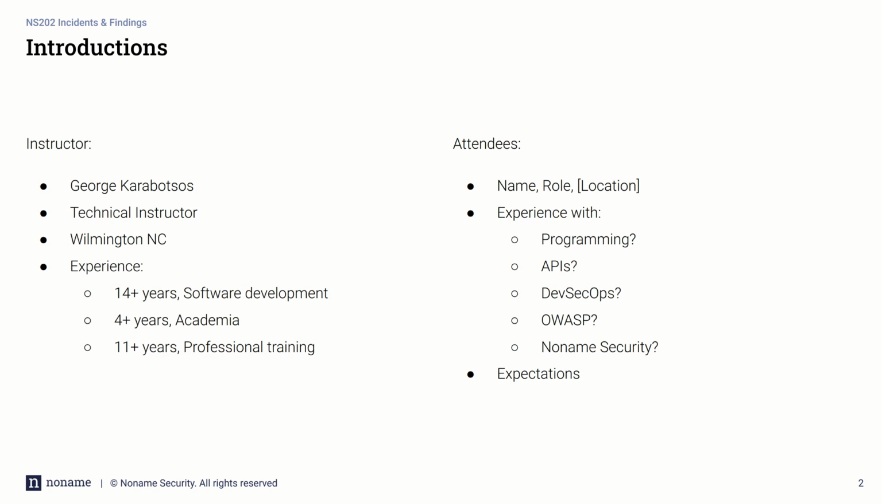The relevant experience: 14 plus years as a software developer. Somewhere between those 14 plus years, I decided to follow an academic career. I realized it's not for me, went back to being a developer, and because I gained teaching experience from academia, I was approached and joined the professional training discipline about 11 and a half years ago. Okay. No Name Security is my third stint in the professional training capacity.